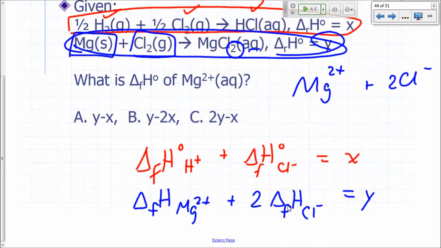Remember we said, what is this one? H plus is 0. Can I solve for delta H formation of magnesium based on this information? Ready?